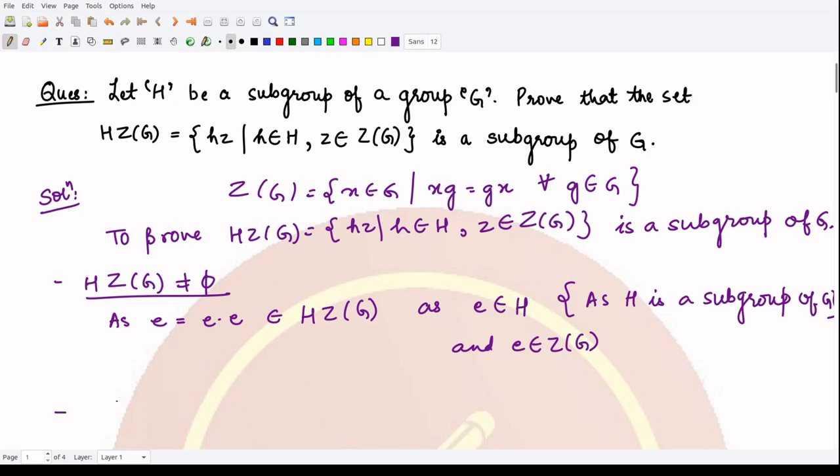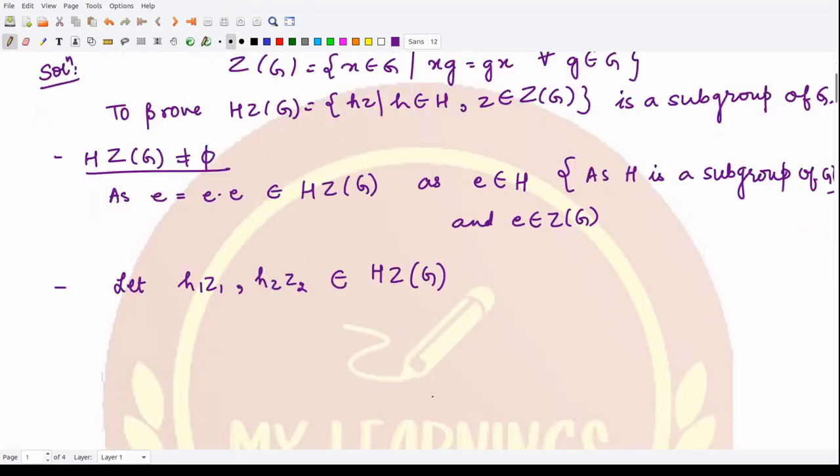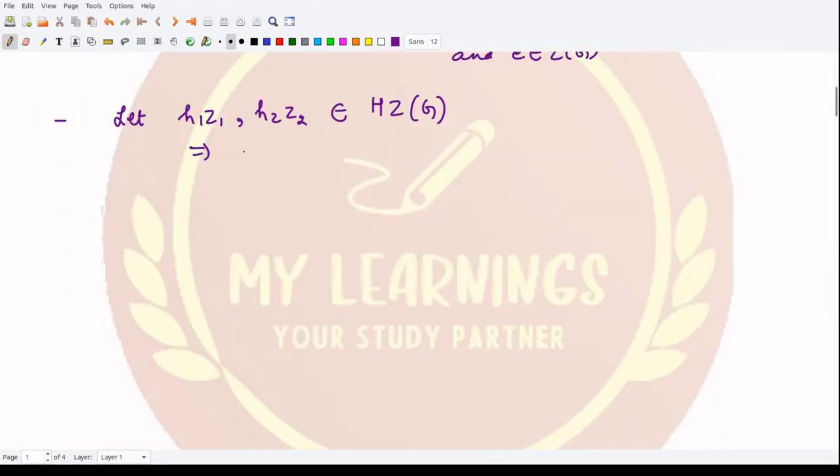Now next, what we do, we take two elements from this set. So we consider, let h1z1 and h2z2 be contained in HZ(G). So what does it mean? It means that h1 and h2 have been taken from H, and z1 and z2 have been taken from the center of the group G, correct? So we have this result.